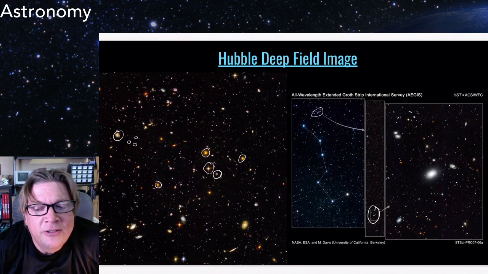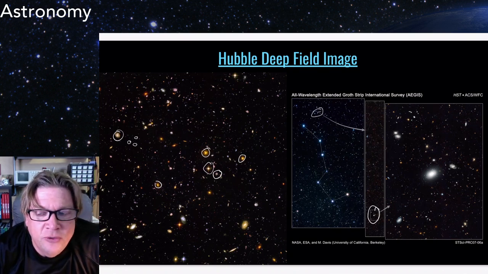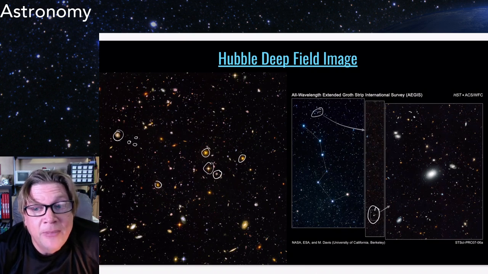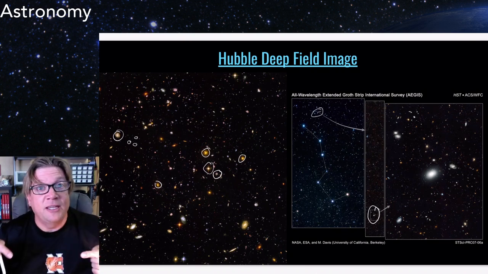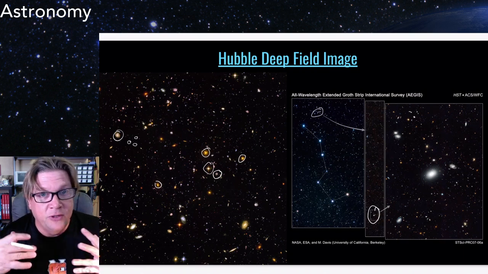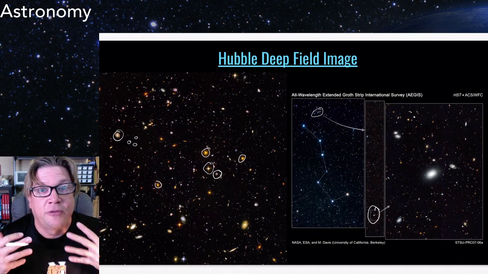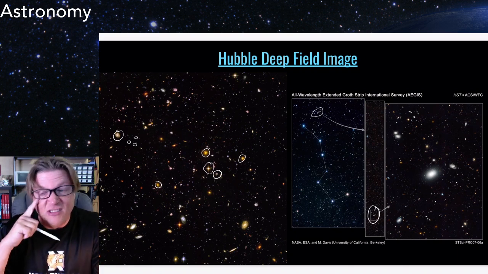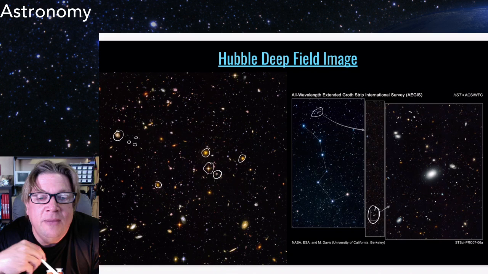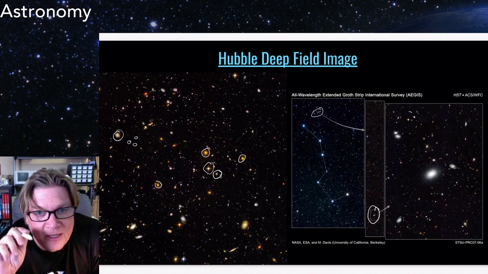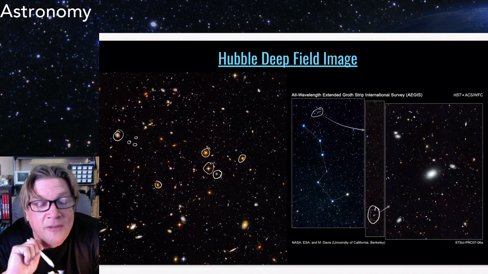What we'd like to do to set us up for next week is make a map of where these galaxies are distributed in space. What does the universe look like in 3D, mapping galaxies? So in this Hubble Deep Field, what would be cool is if we could assign a distance to every one of these galaxies.